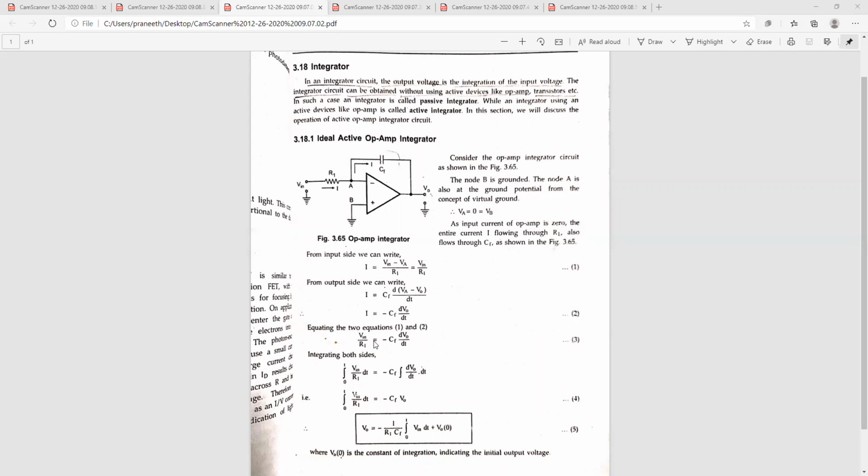Okay, so if I take integration on both sides, this will be represented as the integration from 0 to t of V in by R1 dt equals minus CF times the integration of dV naught by dt. So this term will simply become V naught.